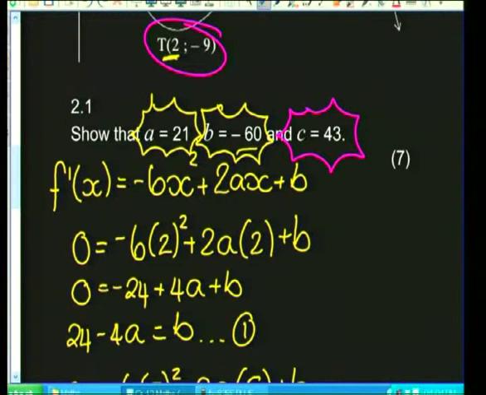And just a note on this, grade 12s: when you have a question like this in your exam, if they ask you to prove that a is 21, b is negative 60 and c is 43, one thing you mustn't do is take each of those values and sub them into the equation straight away and try to prove a left-hand side equals a right-hand side. Unfortunately, we're not allowed to do that, okay?